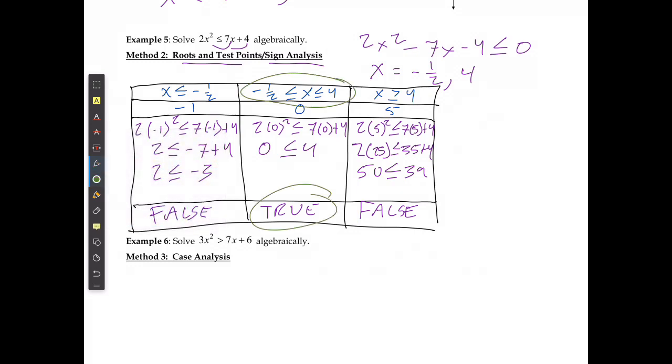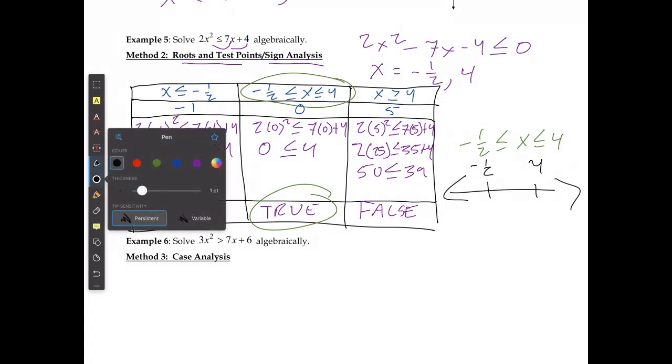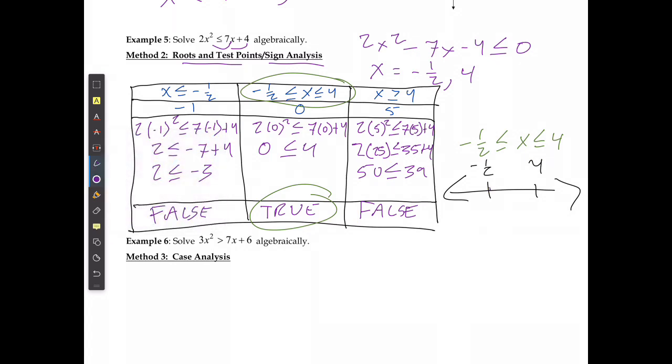Negative 1 over 2 is less than or equal to x, which is less than or equal to 4. If I asked you to put the solution on a number line, you're just going to draw your number line, have the negative 1 over 2, have the 4, and because it says equal to, draw solid dots on both of them, and then shade in between the region. Those are 2 ways that I could represent the solution. All right.